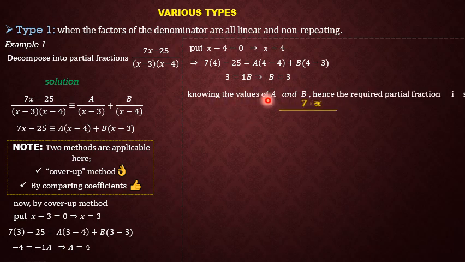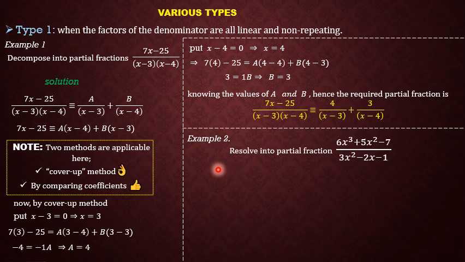Knowing the values of a and b, hence the required partial fraction is 7x minus 25 divided by x minus 3 times x minus 4, being equivalent to, since my a is 4, I'll put 4 there where I find my a, and where I find my value of b, I put 3. So this resultant fraction here, the partial fraction is this. This is the partial fraction of this resultant fraction. All right, let's continue.